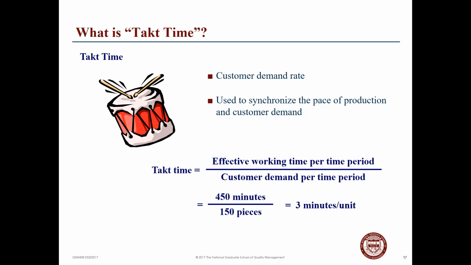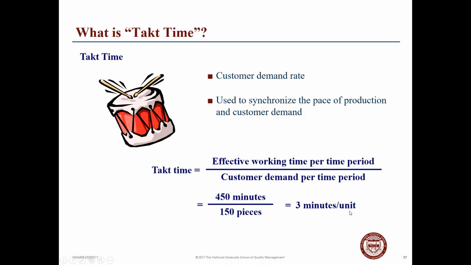So it's the effective work time per time period. So how much time do you have during the time frame to produce the product? And then the customer's demand per time frame. You then divide the 150 into the 450, and you come up with 3 minutes per unit.